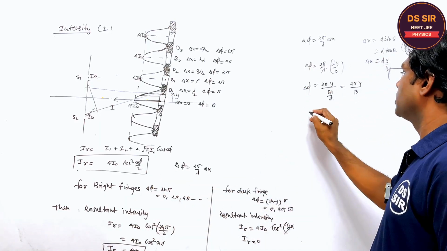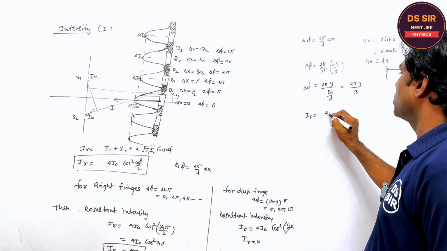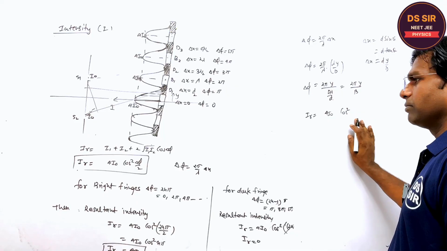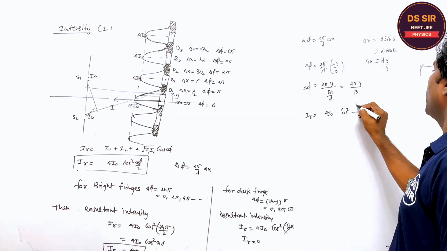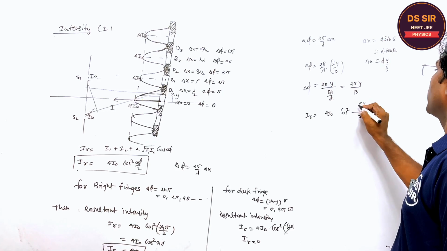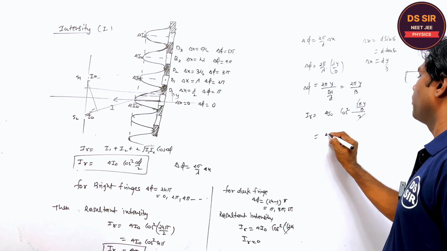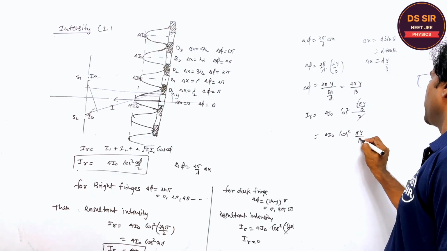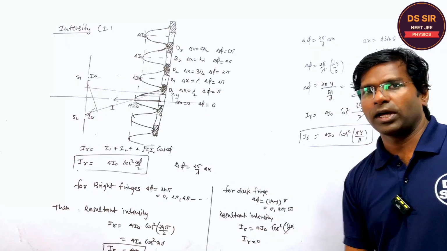So here the resultant intensity can be written as 4I naught, this is the maximum intensity, cos square delta phi by 2. Delta phi means 2 pi y by beta, 2 will cancel out. So 4I naught cos square pi y by beta. This is the resultant intensity formula.